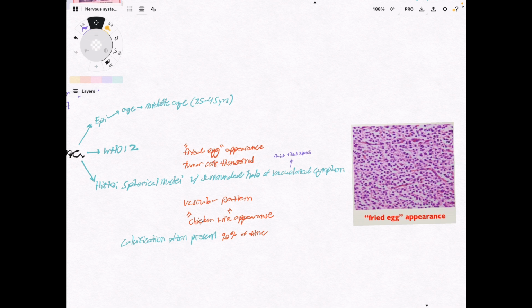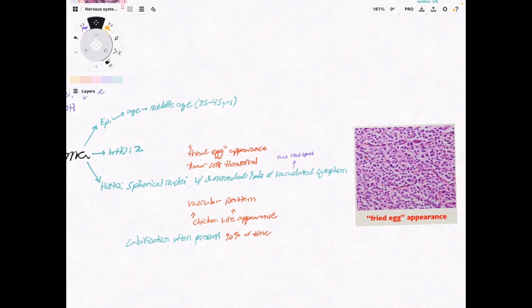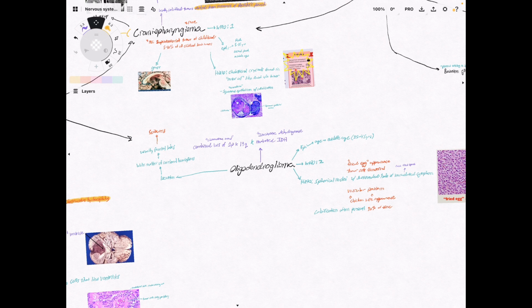Now the vascular pattern is described as chicken wire. And there's another type of tumor that is described as chicken wire, and that's a renal cell carcinoma. We'll go through that in the GU section, but just remember that's also described as chicken wire. All right, and then calcification is often present 90% of the time.